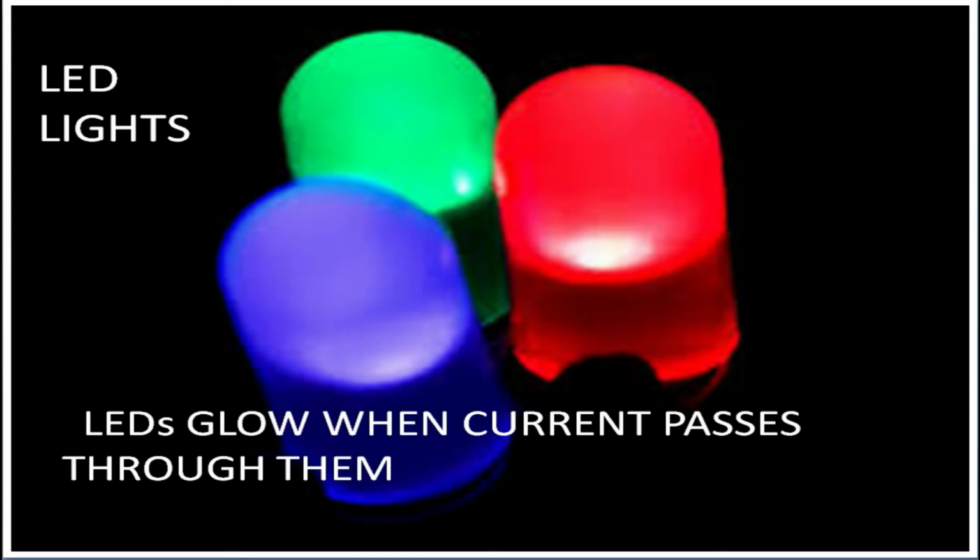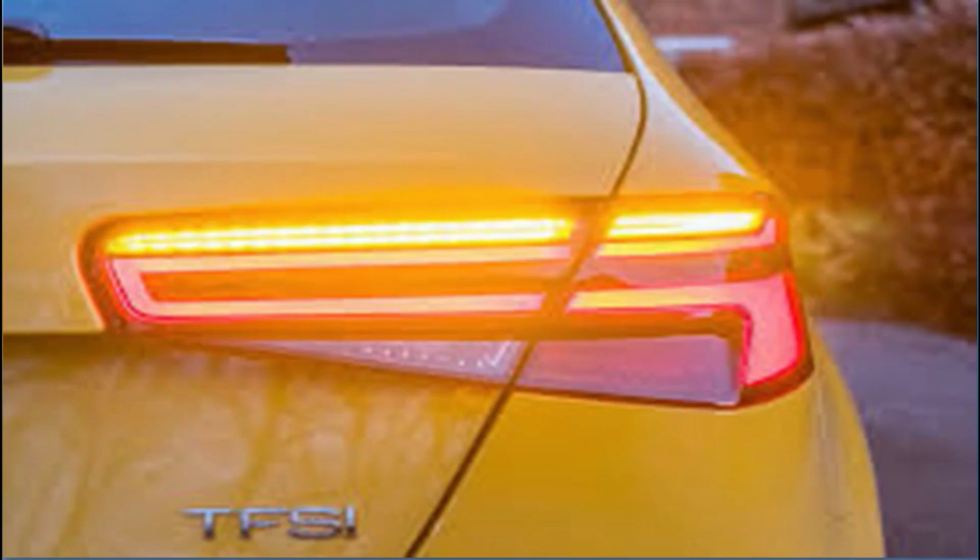Another kind of diode is the LED light. LED stands for light emitting diode. LEDs glow when electric current passes through them. LEDs are used in the indicator lights in cars, and in some letters and numbers that display, like those on digital clocks. These are the numbers which have LED lights. They are lighted up when the electric current is passed through them.